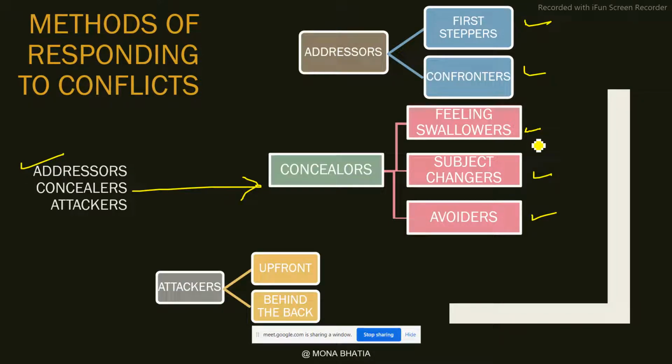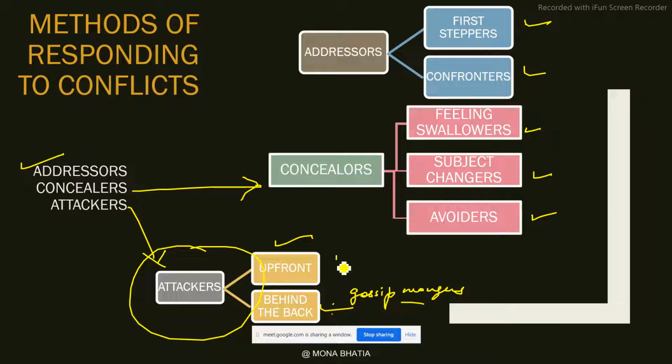Now the third category, as I told you, is of the attackers. There can be upfront attackers, they are very aggressive, and very openly they will attack the opponent party, right? Then there are behind-the-back attackers, who are not very aggressive but very diplomatic, and they are like gossip mongers. Now tell me, which type of attackers are more dangerous: the people who are upfront or the ones behind the back? Tell me.